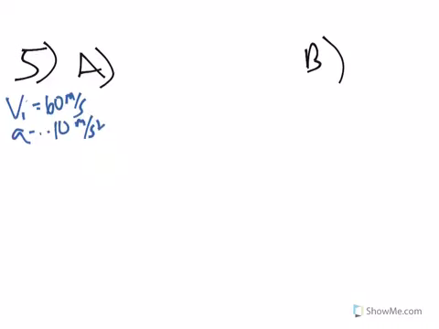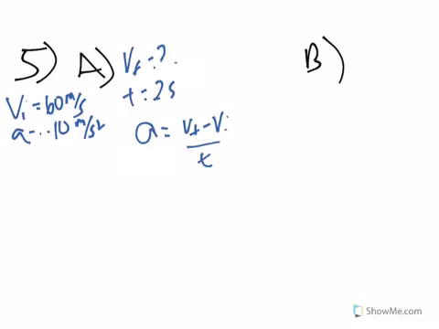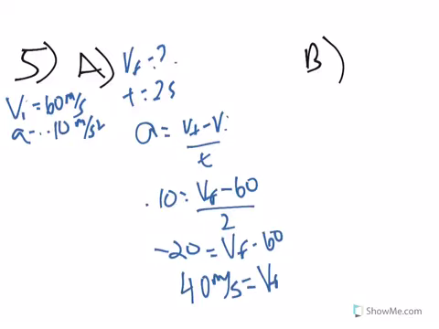Question A asks us what is the speed after 2 seconds? So we're looking for VF, and for part A we have T. T is 2 seconds. Using the information I've got, I'm going to use A is equal to VF minus VI over T. So we get negative 10 equals VF minus 60 over 2. Negative 20 equals VF minus 60. Add 60 over, and we get 40 meters per second equals VF.